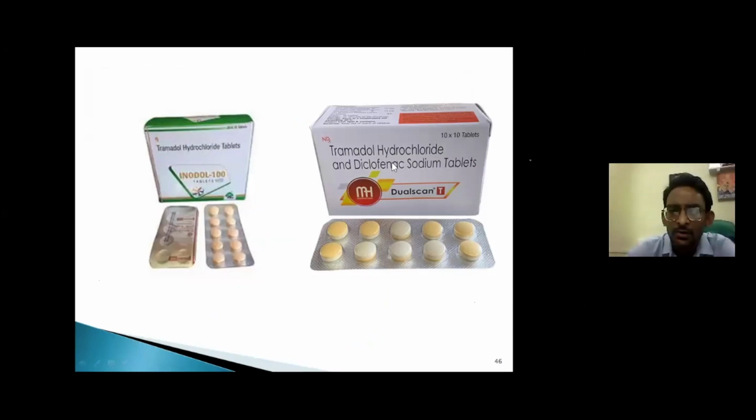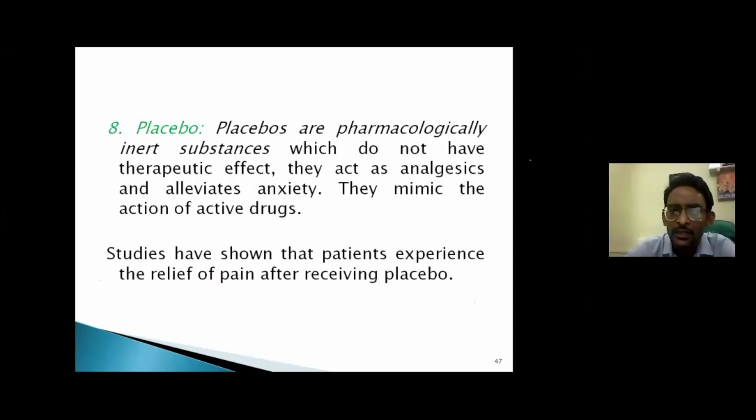Now, the 8th point is placebo. Placebos are pharmacologically inert substances which do not have any therapeutic effect. They act as analgesics and alleviate anxiety. They mimic the action of active drugs. Studies have shown that patients experience relief of pain after receiving the placebo. The placebo effect is based on the patient's comprehension and psychological response to the drug administration.